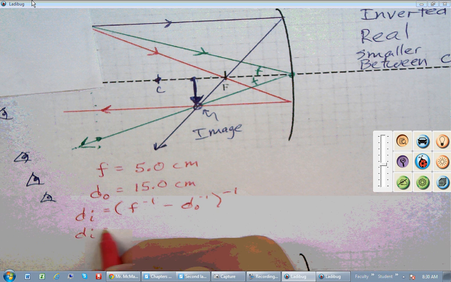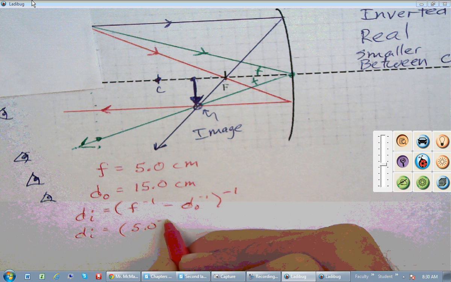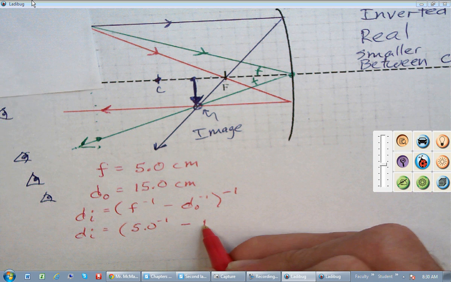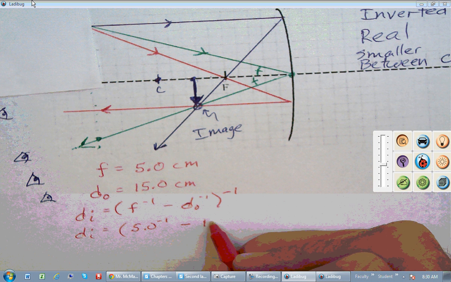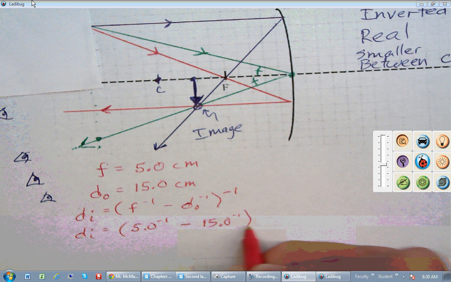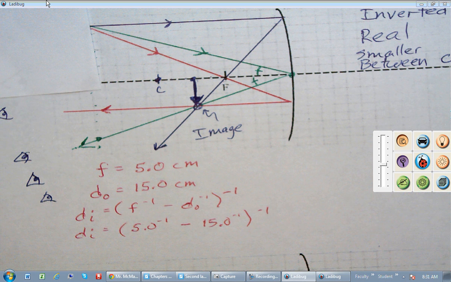And then we'll put in the numbers. The inverse of 5. Now I'm leaving the units off of this just for clarity. But as long as all my units are identical, I know that my distances will come out with identical units. So the inverse of 5 minus the inverse of 15, and then all that inverted.